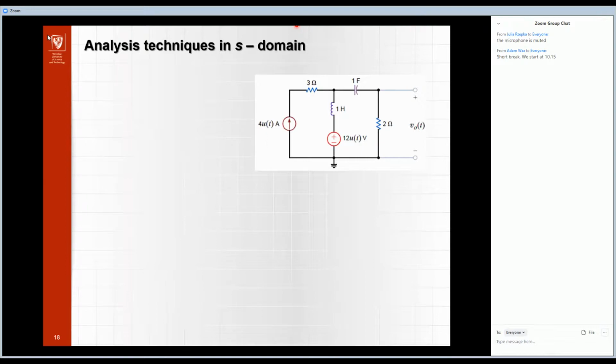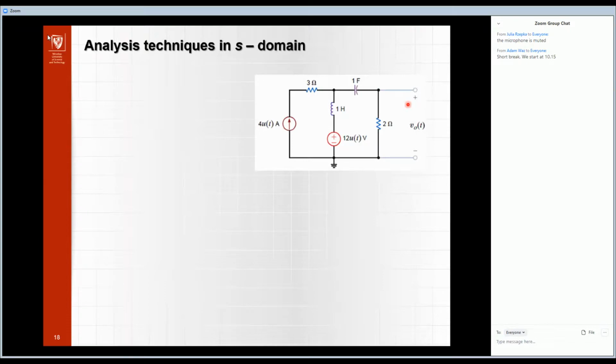Okay, so now we try to use known methods to analyze the circuit in the S domain. I know that you are masters in circuit analysis. Grzegorz told me about it. So using this method in the S domain is very similar.